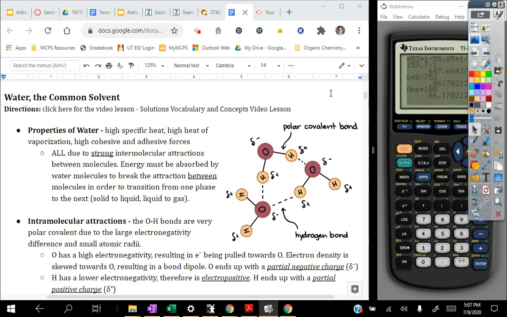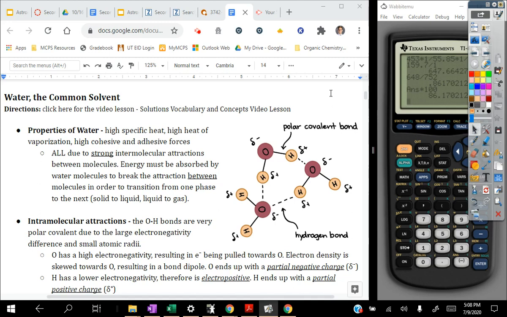It also has a high heat of vaporization. Heat of vaporization is the energy required to convert all of your water molecules from the liquid phase into the gas phase. So what that means is that energy must be absorbed by water molecules to break the intermolecular attractions between the molecules in order to transition from one phase to the next. Since water has really strong intermolecular forces, it contributes to a higher specific heat and a higher heat of vaporization.